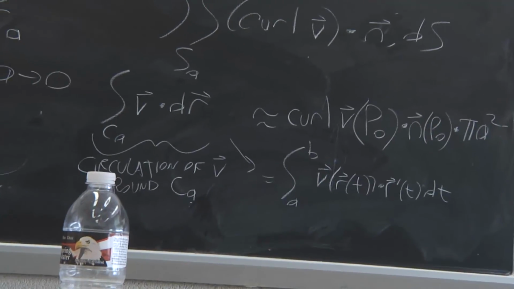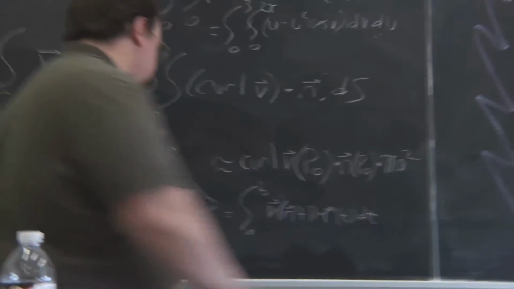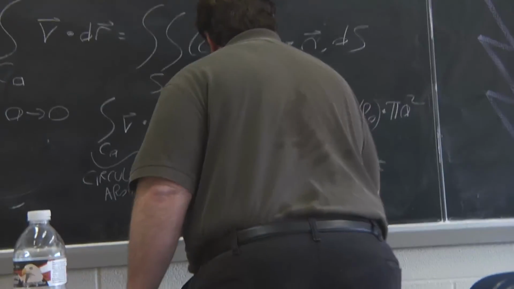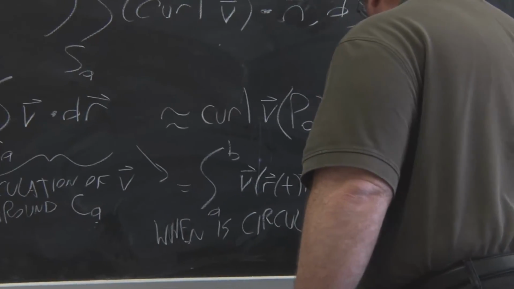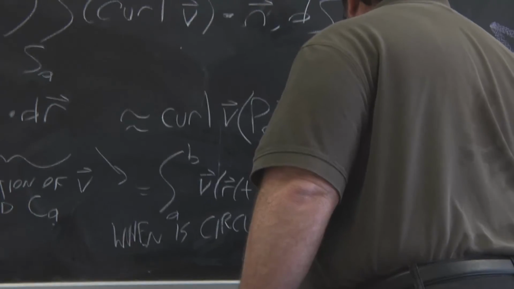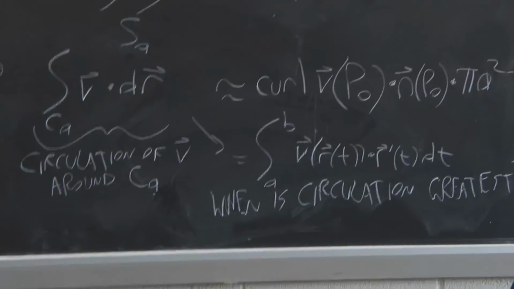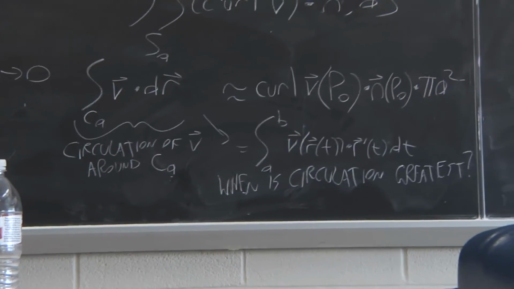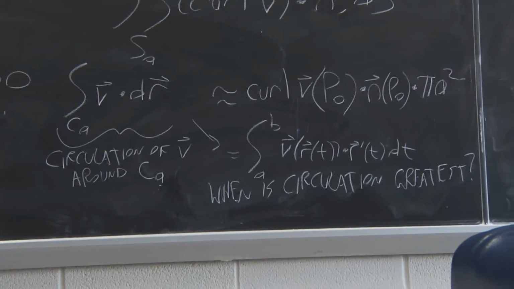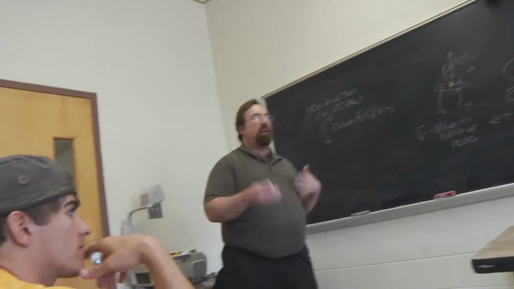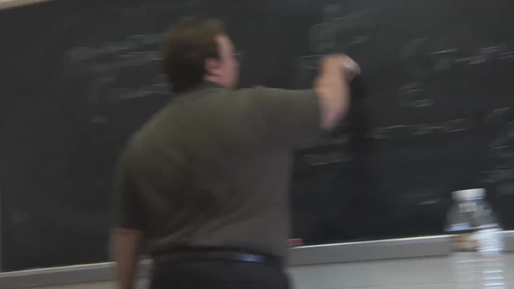So, looking at this, how would we make the circulation as large as possible? What maximizes the circulation? What is it about V that would maximize the circulation around this point?